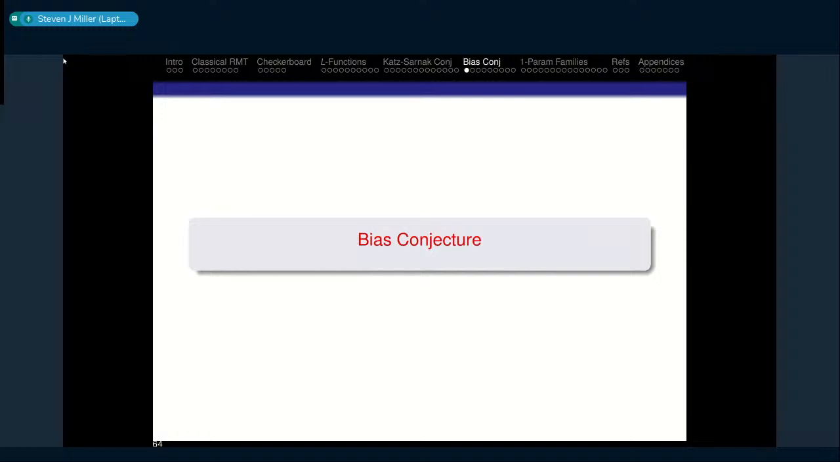I want to now talk about the bias conjecture. I made this conjecture back when I was a grad student. I was impressed about how careful I was in making it to cover my ass.